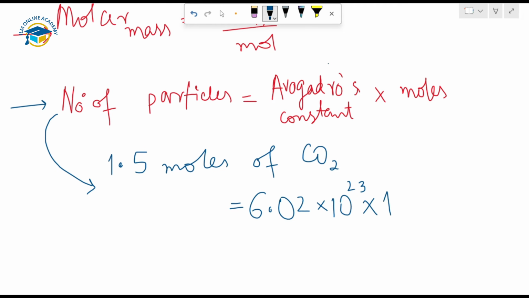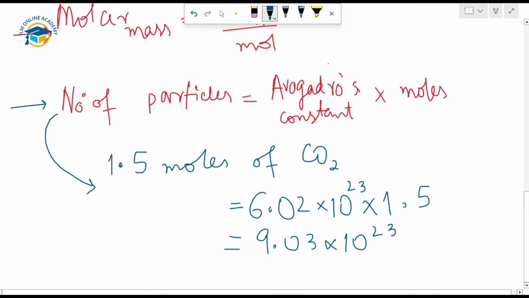Multiply with 1.5. After simplifying it, we have the answer, which is 9.03 into 10 raised to power 23. So this is how you can easily find out the number of particles from this formula. You can also find out the moles from this formula if the number of particles is given. So this is about the moles. Next we will discuss the concentration of a substance.